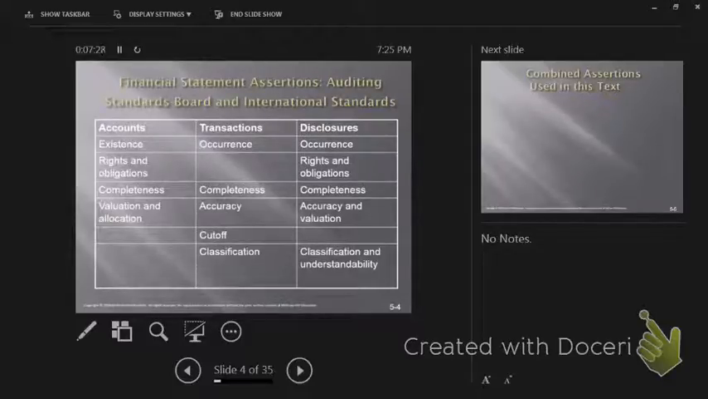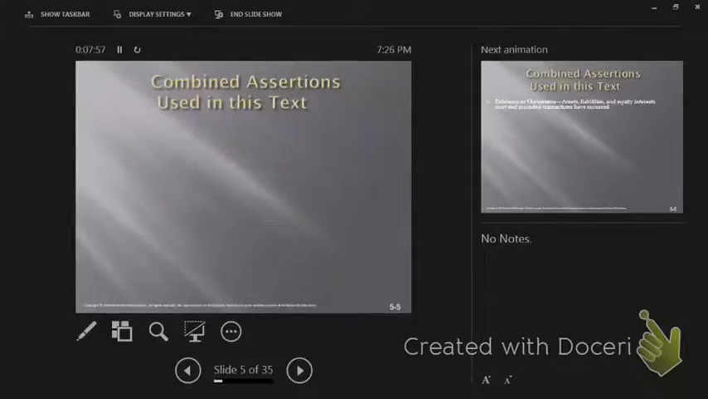And then classification: are the accounts put in the right places, right? Disclosures: did the disclosures occur? Do they have the rights? Same thing again, rights and obligations. Are they complete? Are they accurate? And then on this one, you have classification and understandability. So those are things that are very common. Notice completeness exists on all of them, because you're looking to see, did it go through from the beginning to the end, and is it accurate from that standpoint?